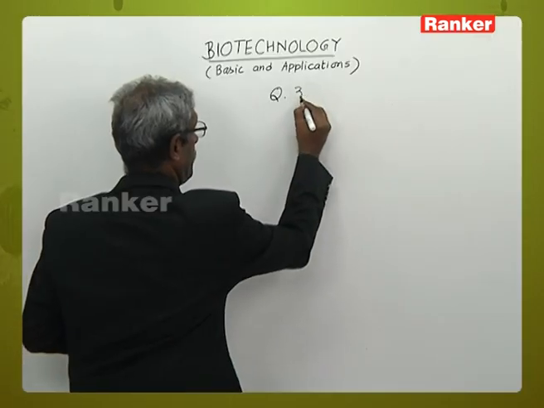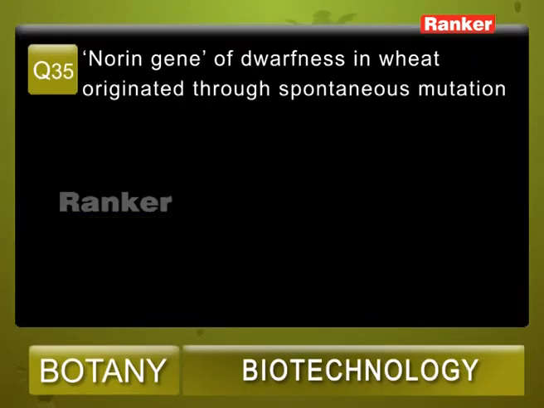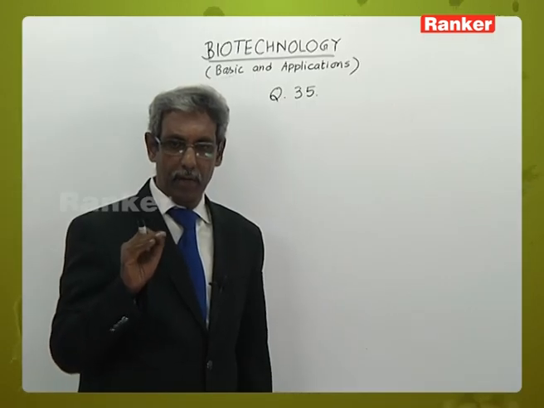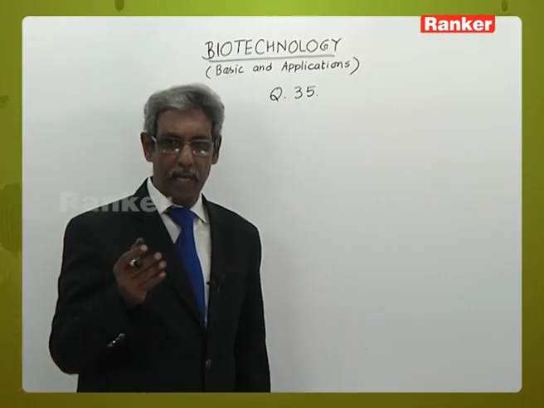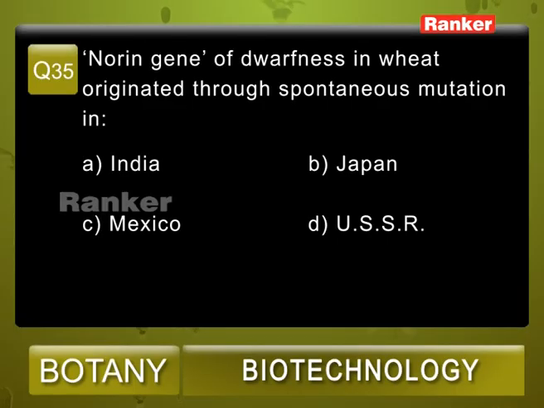We go to question number 35. Norin gene of dwarfness in wheat has originated through spontaneous mutation at A. India, B. Japan, C. Mexico, and D. USSR. Norin gene, primarily the wheat dwarfness gene, has been developed from a Japanese variety. Hence, the answer is B.